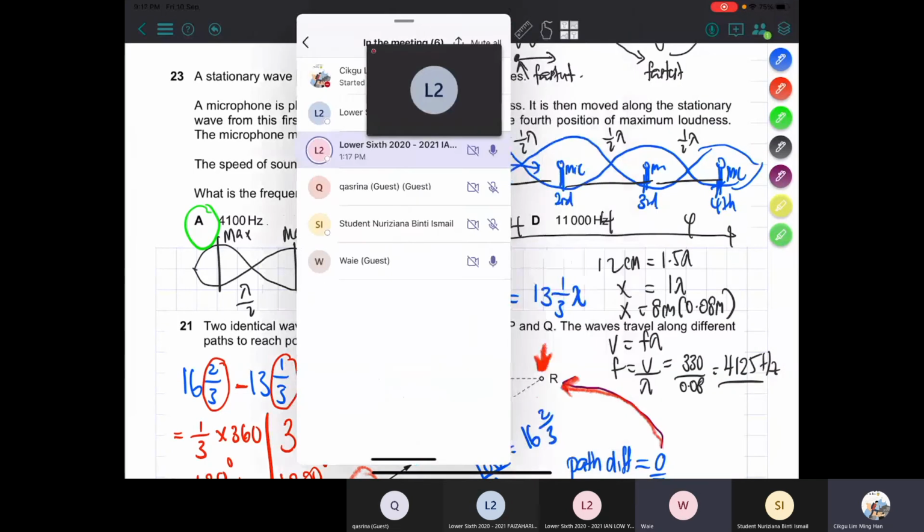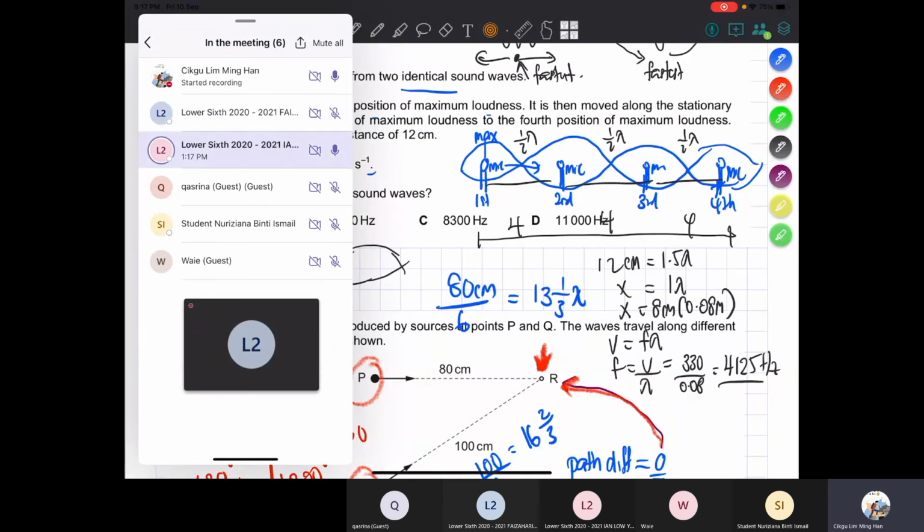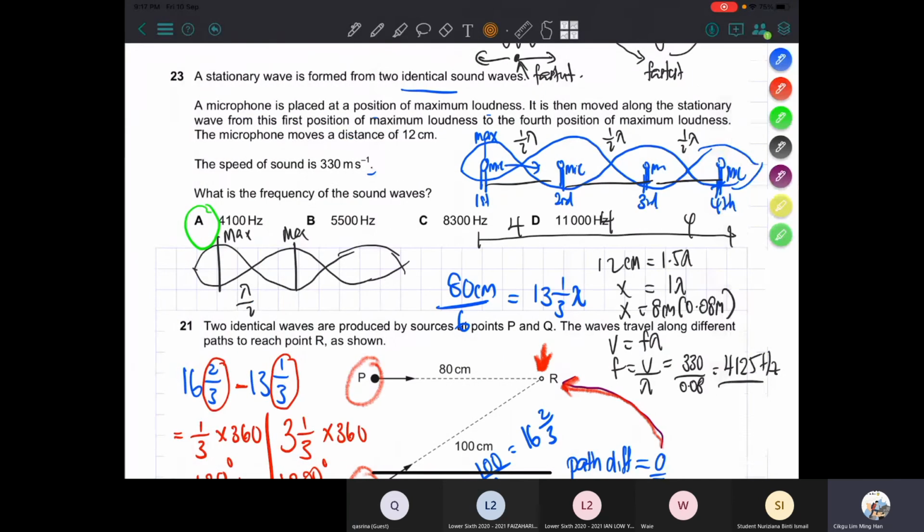Sir, maximum loudness, is it at knot or anti-knot? Anti-knot. Oh, sorry, sir. This is anti-knot. Yeah, correct. So this is anti-knot, this maximum is a loudness.